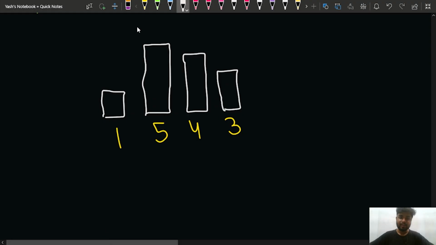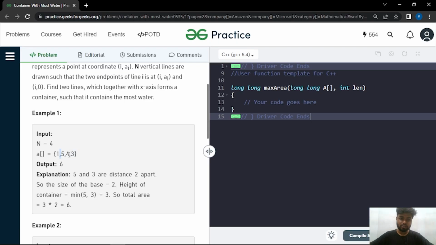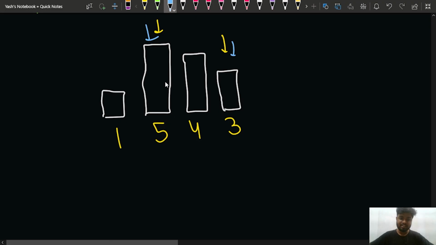If I choose this pillar and this pillar, that is the pillar 5 and the pillar 3, then what is the distance between the two? I will write the heights inside them: this is of height 1, this is of height 5, this is of height 4, this is of height 3. According to index, this is index 0, this is index 1, this is index 2, this is index 3.